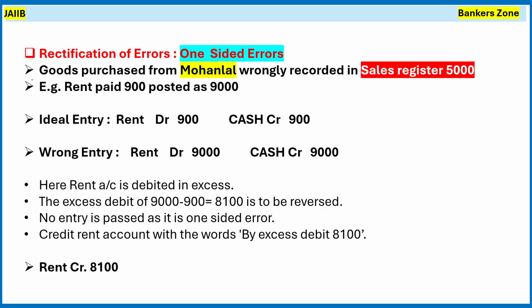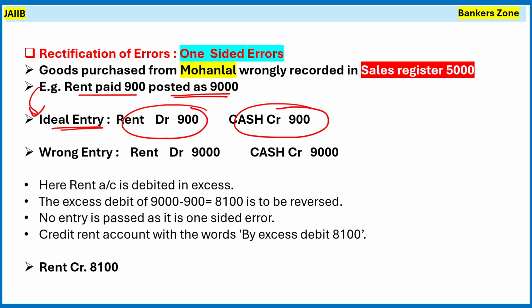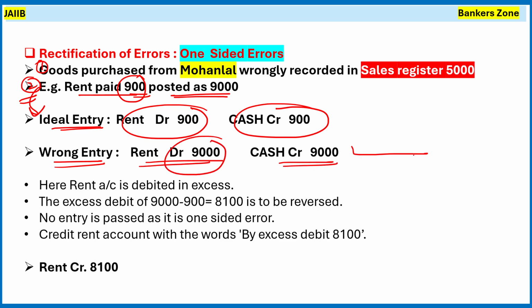Okay, now see, explanation for a second. Rent paid 900, posted 9,000. So the ideal entry should be that the rent account should be debited and the cash account should be credited, because we are paying 900. Okay, this is the first example. This is the explanation for the second. Now, what wrong entry happened? Instead of 900, we debited an excess 9,000, right? So this is the entry that happened.